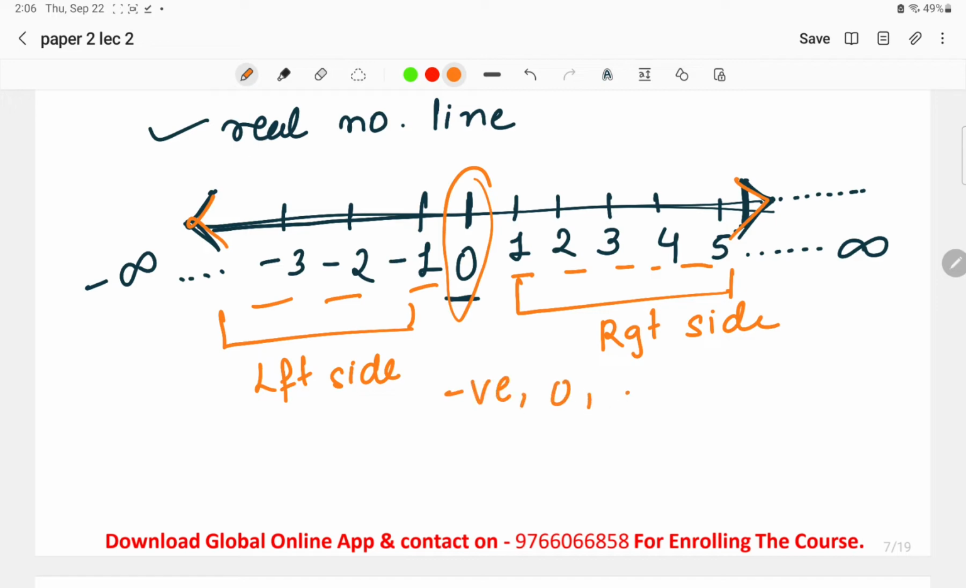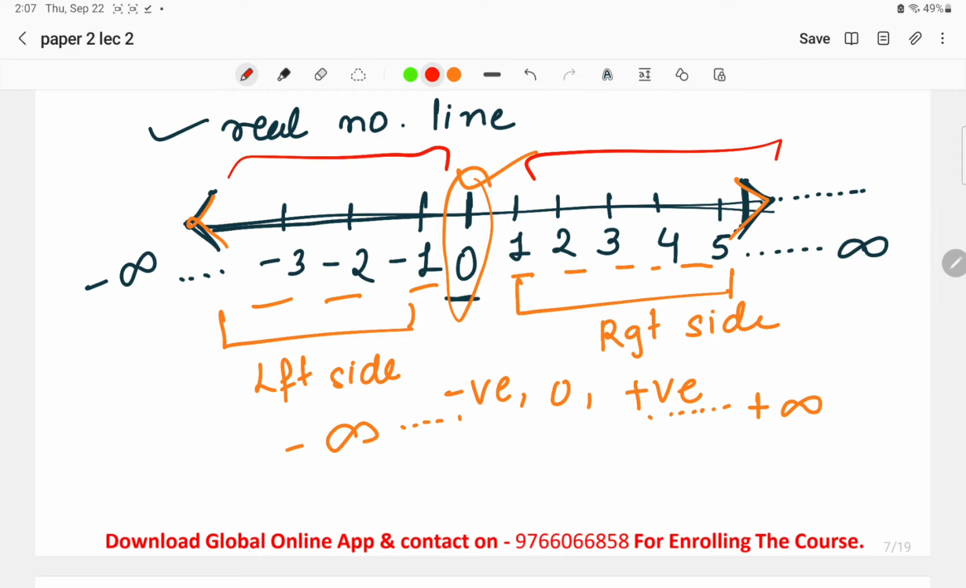They can be negative, they can be 0, or they can be positive, and the negative numbers can be extended up to minus infinity, and the positive numbers can be extended to plus infinity. So basically real number line is nothing but a horizontal line in which 0 is at the center and positive numbers are on the right hand side and the negative numbers on the left hand side.